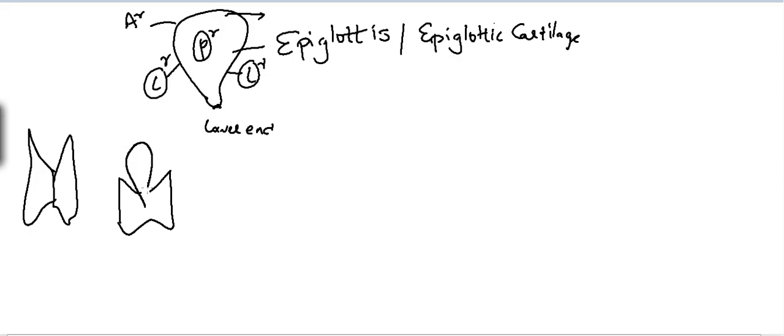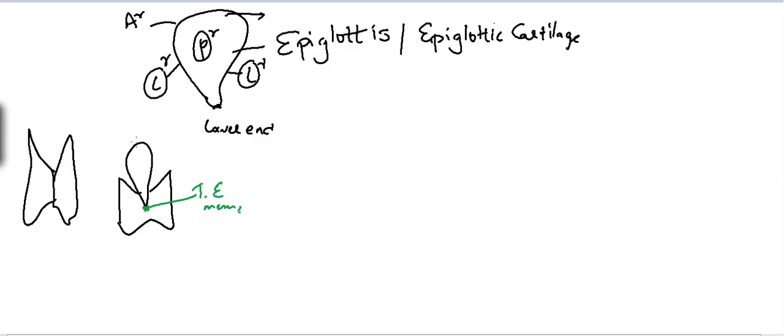The epiglottis is attached on the inner aspect of the thyroid angle by a membrane called the thyroepiglottic membrane, or thyroepiglottic ligament. That is about the lower end.